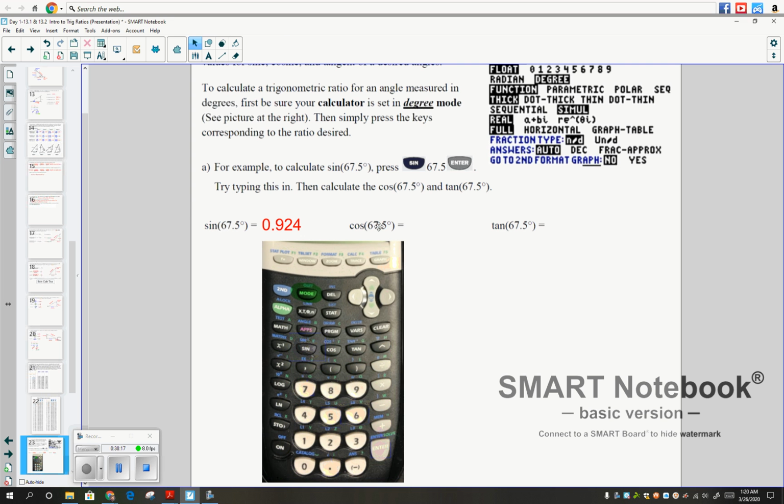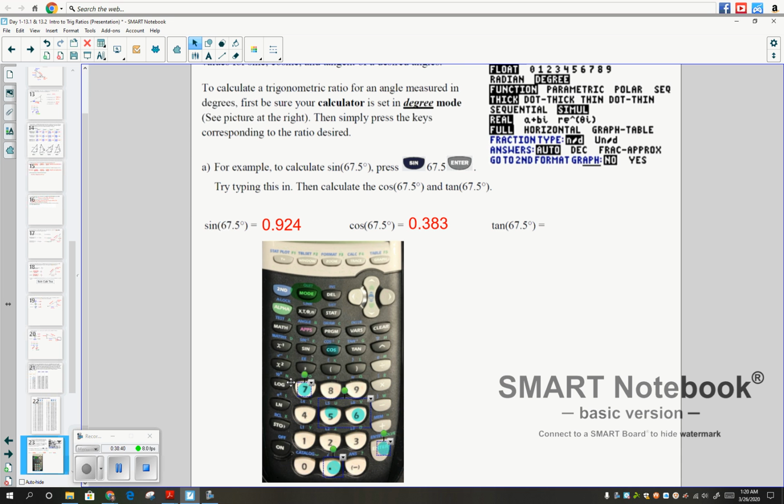How do I get cosine 67.5? Well, hit cosine. It's the COS button right here. Cos 67.5, and then hit enter. I do that, I end up with 0.383.